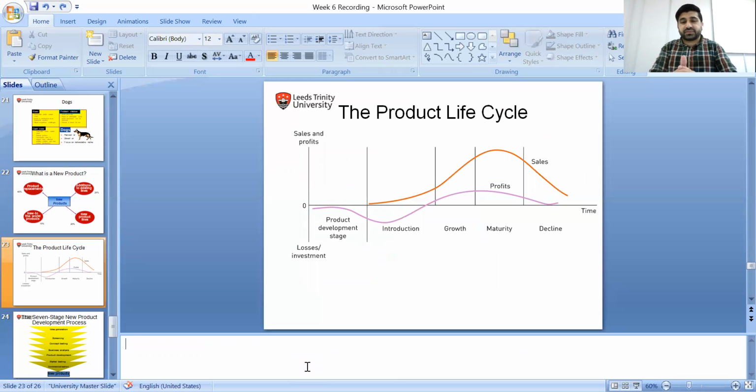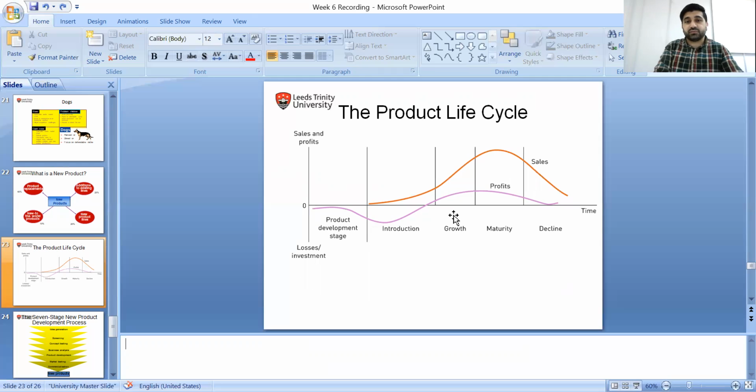Product life cycle. There are different stages of all products' life cycle. It starts with the product development stage. At this stage, the product is being developed. We do research, we make planning, we make strategies, and then if those planning, those strategies are successful, we introduce that product. When we introduce our product, we have no profit and we have a minimum level of sale.